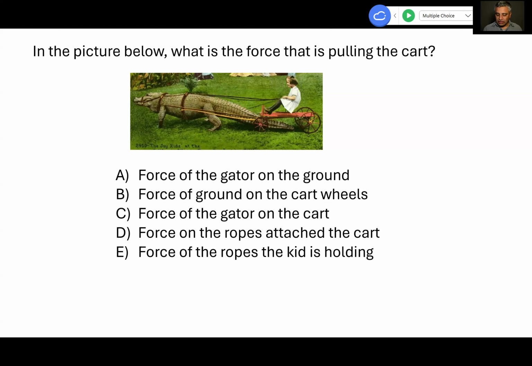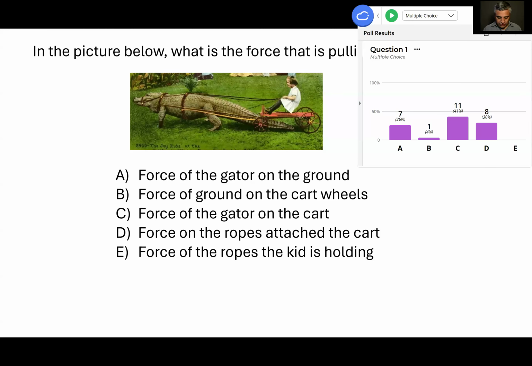Okay, let's see what we got here. So nobody chose B, but there is A, force of the getter on the ground. Okay, sounds reasonable. C, force of the getter on the cart. Okay, getter is pulling the cart, makes sense. D, force of the rope attached to the cart. Okay, and force of the rope on the kid, nobody chose that.